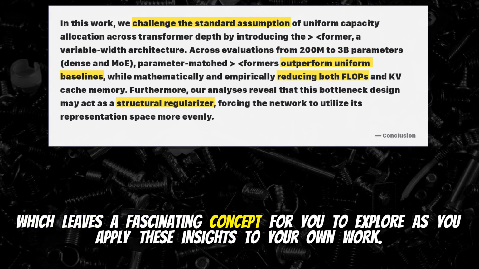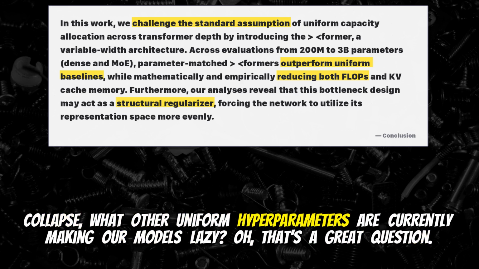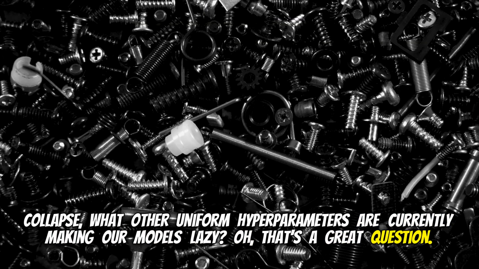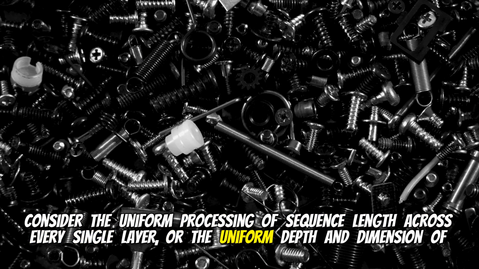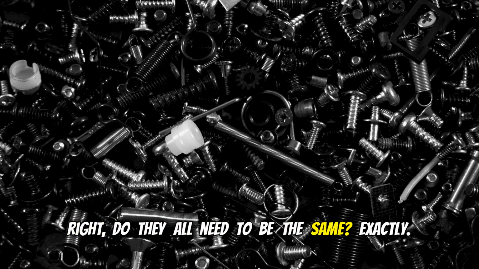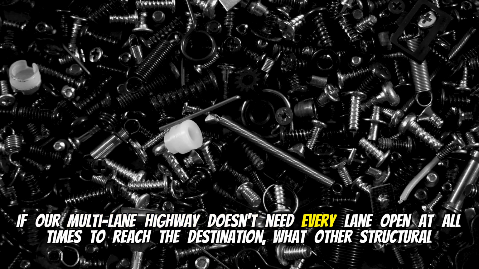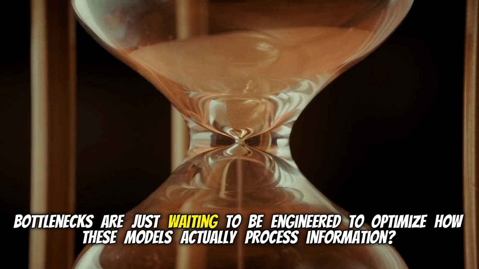Which leaves a fascinating concept for you to explore as you apply these insights to your own work. What's that? Well, if physically squeezing the width of a transformer acts as a vital structural regularizer to prevent dimension collapse, what other uniform hyperparameters are currently making our models lazy? Oh, that's a great question. Consider the uniform processing of sequence length across every single layer, or the uniform depth and dimension of attention heads regardless of their position in the network. Right. Do they all need to be the same? Exactly. If our multi-lane highway doesn't need every lane open at all times to reach the destination, what other structural bottlenecks are just waiting to be engineered to optimize how these models actually process information?